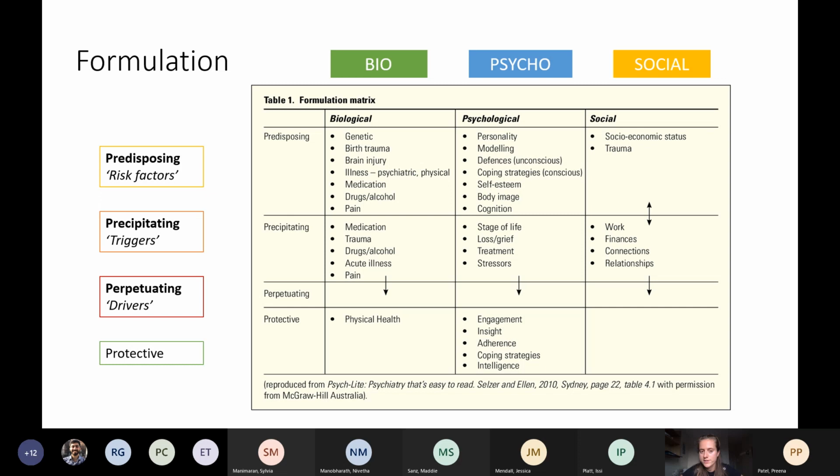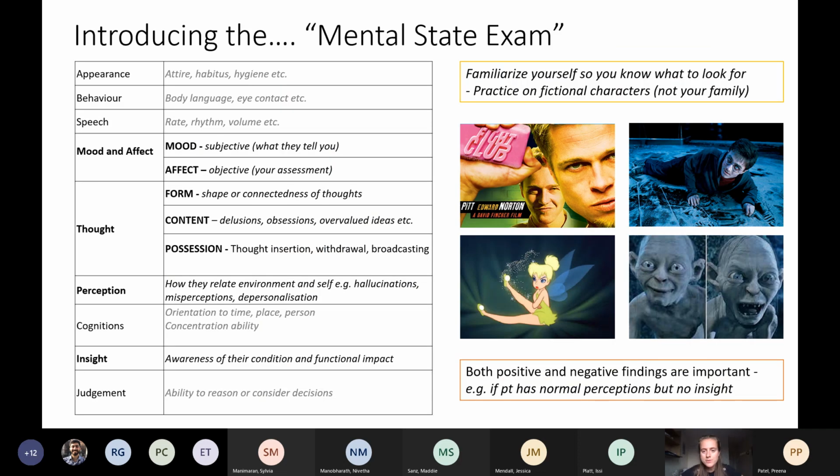Has anyone got any questions of it so far, or is that quite self-explanatory? Well, not really self-explanatory, but at least you've seen it once before you start psych. So the second one, which is quite new, is the mental state exam.